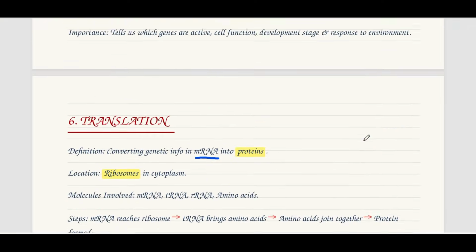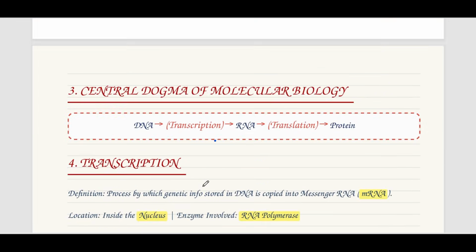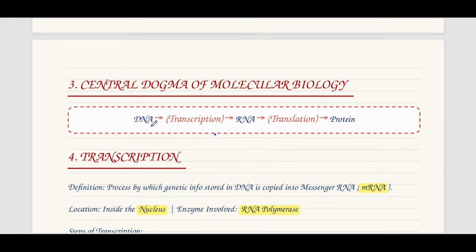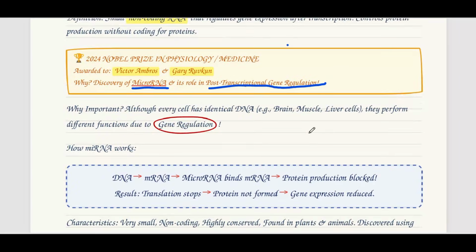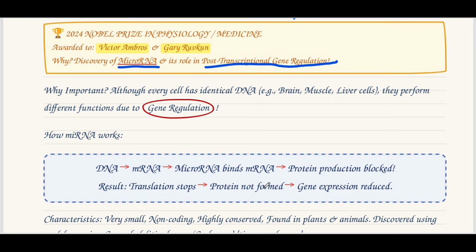Let me know if you need clarification here. From DNA to RNA, that is transcription, and RNA to protein, that is translation. Just remember. And now listen here. Translation stops means the process from mRNA to protein will stop when microRNA binds to the mRNA. The protein synthesis will become less and gene expression will also reduce.